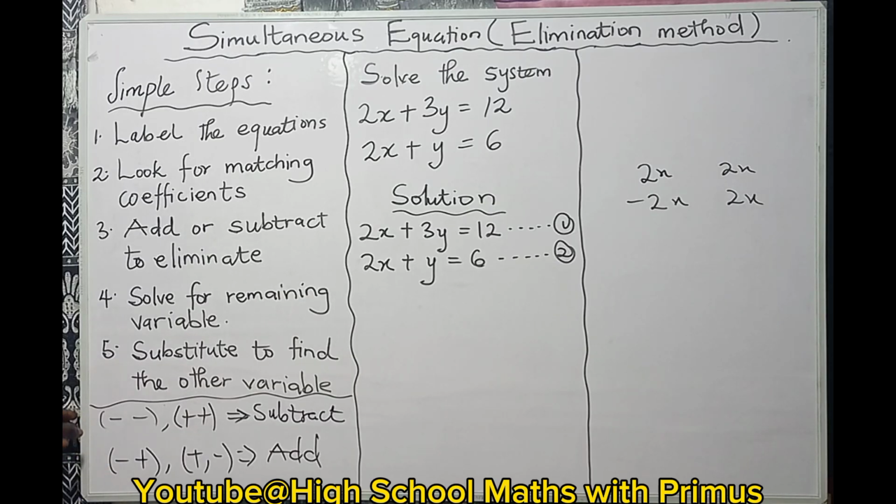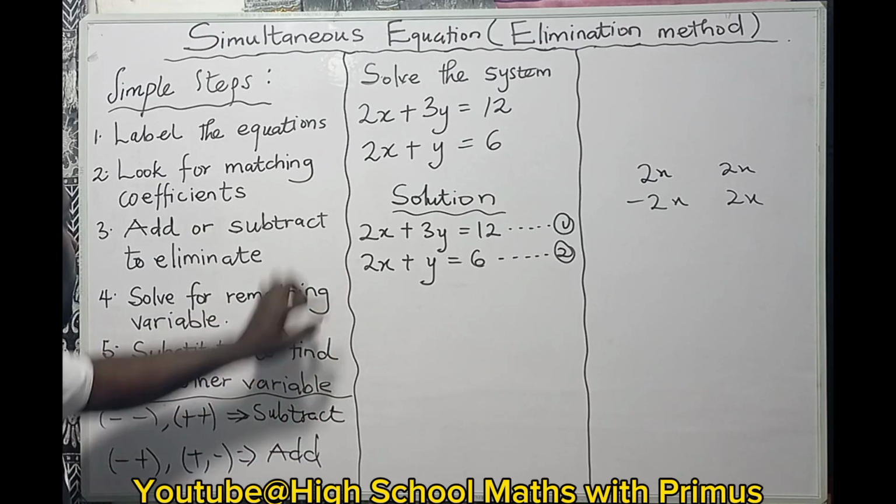That is what I have simplified over here. If the first coefficient is negative, and the second coefficient is also negative, then we are subtracting the equations. If the first is positive and the second is positive, we are subtracting. On the other hand, if one is negative and one is positive, then we will add the equations.